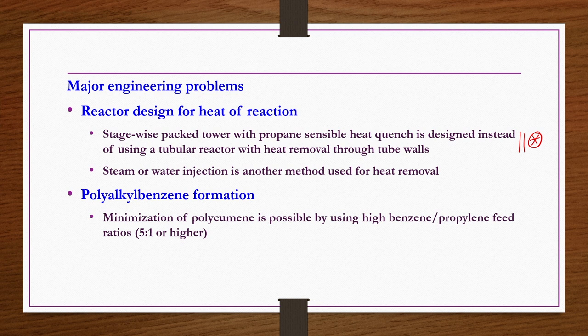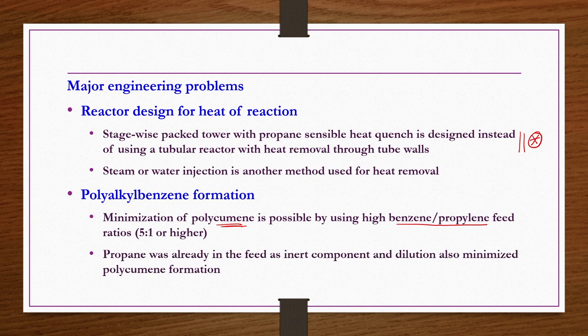Coming to the other problem of polycumins formation, minimization of polycumins is possible by using a high benzene to propylene feed ratio, more than 5:1. If you have one part of propylene, at least 5 parts of benzene are required, then only you can minimize polycumins. Another option is that propane acts as an inert compound and dilution within the reaction mixture, which also minimizes the polycumins formation. So that is all about the cumene production.